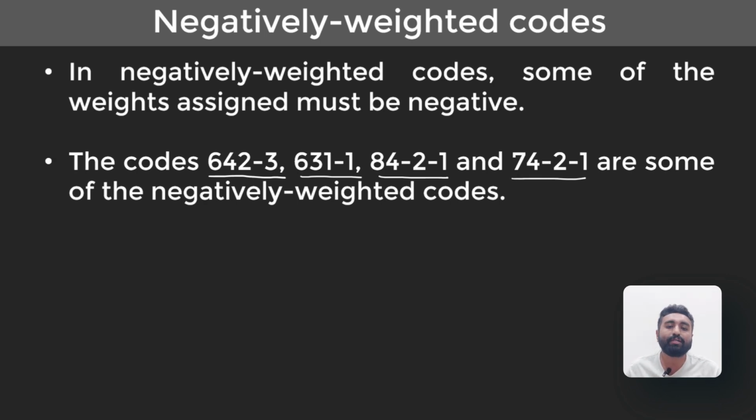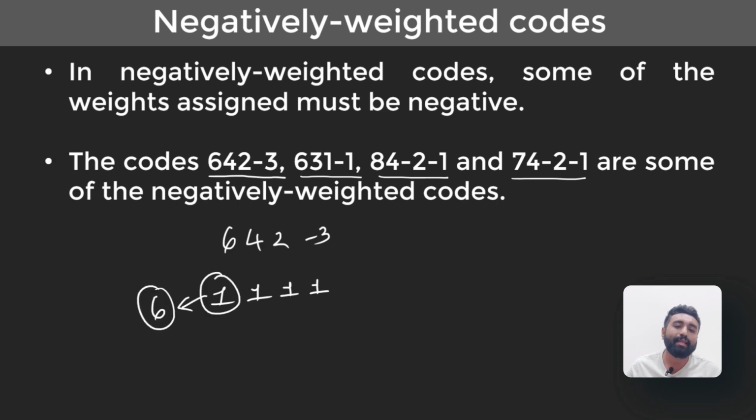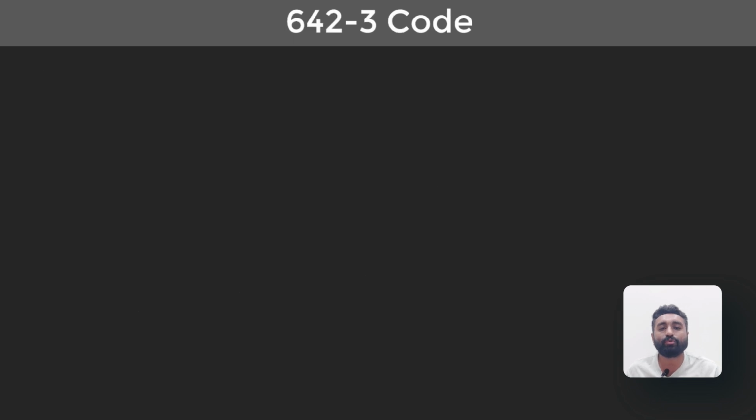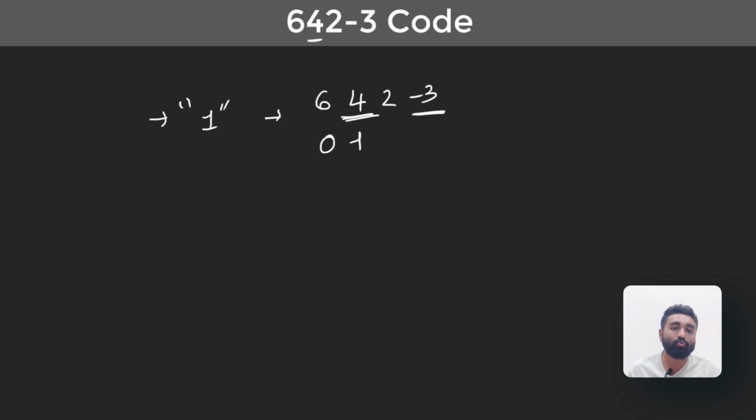So here if you see, when we take 642-3, 4 different digits are there, so the MSB is having the weight 6 and the LSB is having the weight -3, and between these two digits it is having 4 and it is having 2, right? Let's take examples of the 642-3 code. Let's say you want to make 1. For 1, we have 4, and 4 minus 3 will give me 1, so 0101.